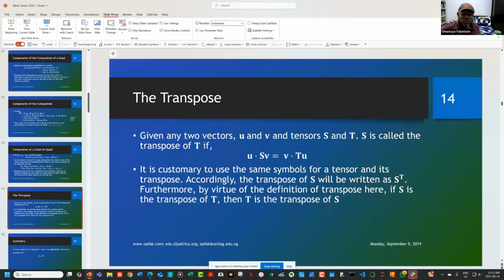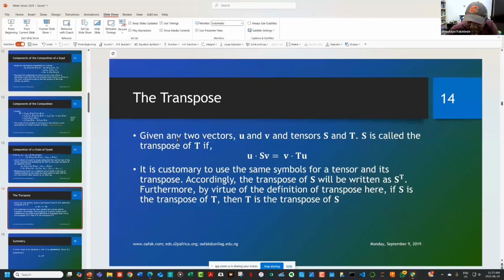The transpose of a tensor, if you are used to matrix algebra, you know what a transpose is. And the transpose we define here does not look the same, but by the time you finally understand it deeply, you will see it is the same. It doesn't look like it, but this is a more fundamental definition of transpose when it comes to tensors. So you will see later that you can derive that transpose you are doing in your linear algebra from here. This is a more fundamental definition.